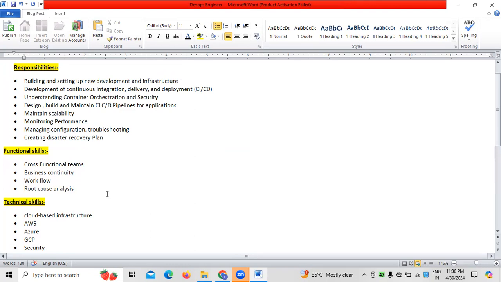Next, maintaining scalability for the application, so that when any new development happens in future, the application shouldn't find any difficulty from a scalability point of view. That also we need to take care of. At the same time, monitoring the performance of the application, load balancing, fault tolerance, these are the non-functional things which a DevOps engineer must be good with. Next, we need to manage and configure the application, followed by troubleshooting, etc.